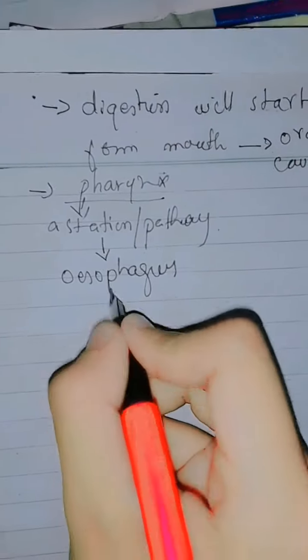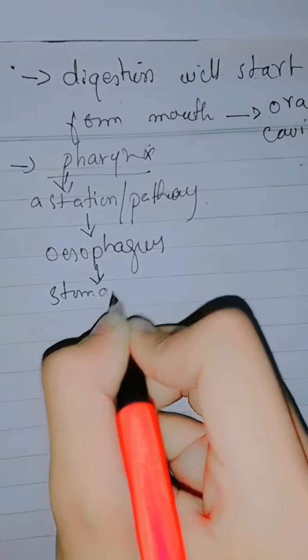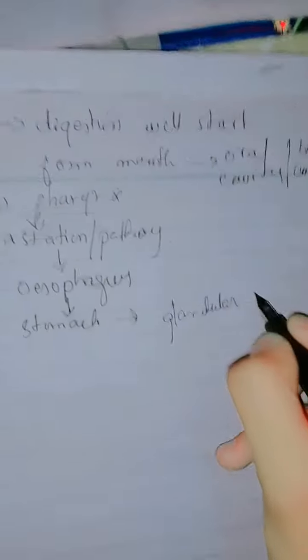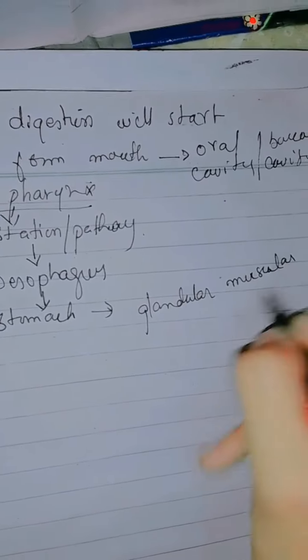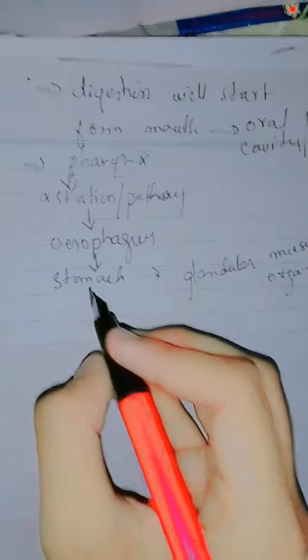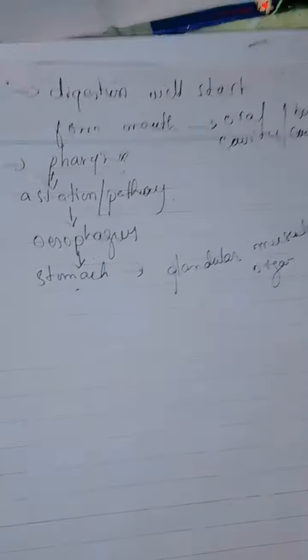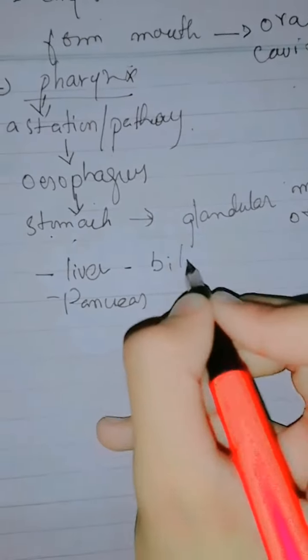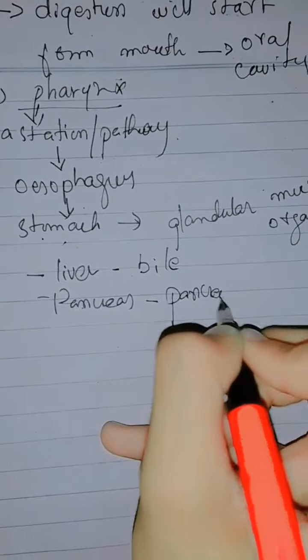After the esophagus the food will move into the stomach. Stomach is basically a glandular muscular organ. The food comes from the esophagus into the stomach, and as I've said, in tube-like digestion there are accessory glands. What are those accessory glands? Liver and pancreas. They are both near the stomach, and the liver secretes bile. Pancreas secretes pancreatic juice.